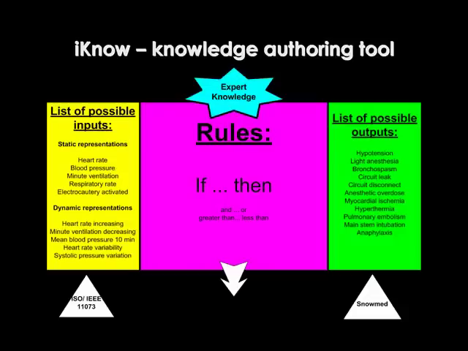The iKnow authoring tool has three parts: a list of possible inputs, such as static representations of heart rate or blood pressure, or dynamic representations, such as the heart rate is increasing or the minute ventilation is decreasing. These inputs, when combined with expert knowledge contained in the rules, using if and then statements, produce a list of possible outputs, such as hypotension or light anesthesia.